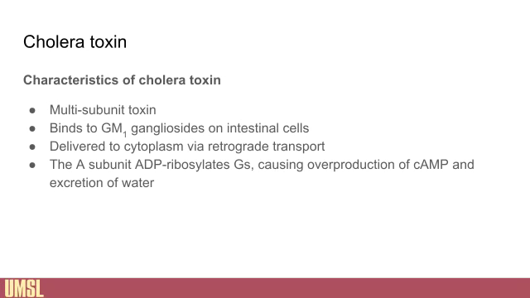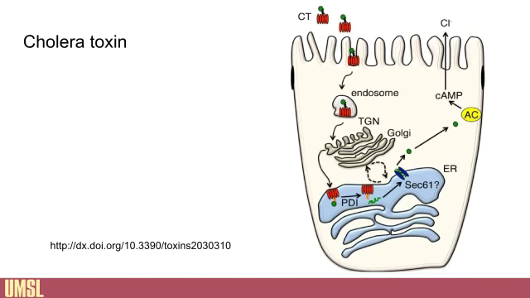So this A subunit, we're going to see that it performs more or less the exact same chemistry that we saw with diphtheria toxin. It's just going to do it on a different protein, and that ADP ribosylation of this protein is going to result in overproduction of cyclic AMP. So, how does this work?